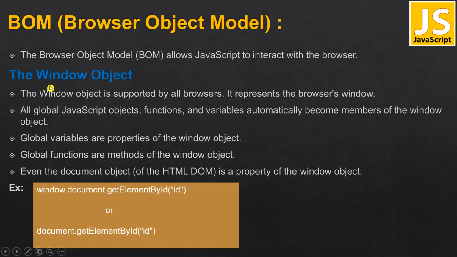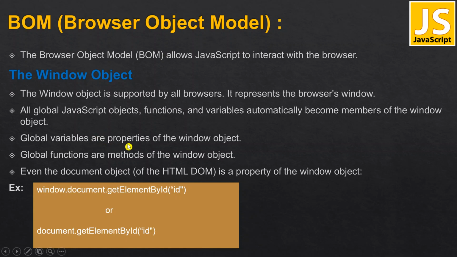That window will be treated as an object, friends. The window object is supported by all browsers. It represents the browser's window. What is the window object? It is nothing but the browser's window. And all global JavaScript objects, functions, and variables automatically become members of the window object.